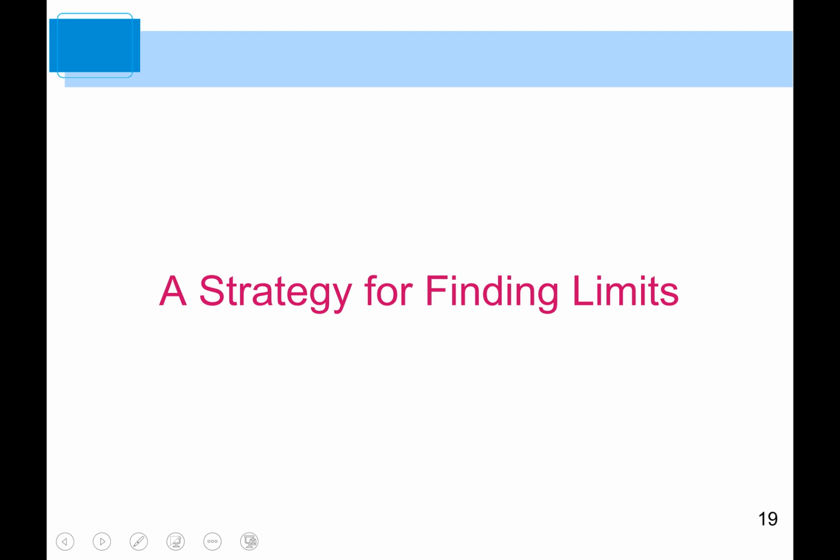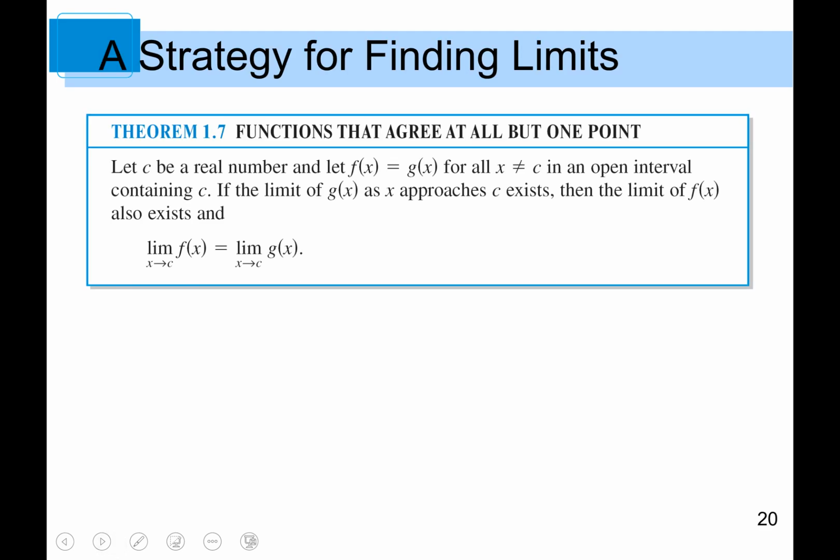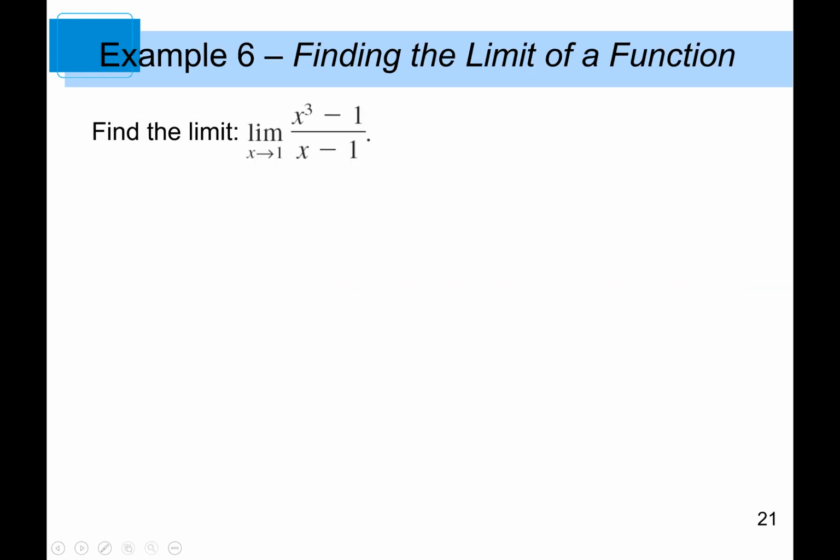So let's take a look at a very useful strategy for finding limits: functions that agree at all but one point. Let c be a real number, and let f of x equal g of x for all x not equal to c in an open interval containing c.